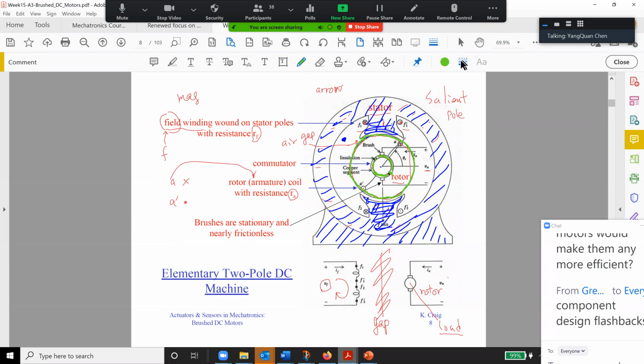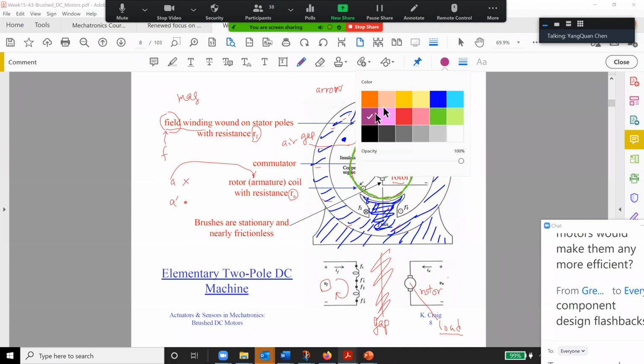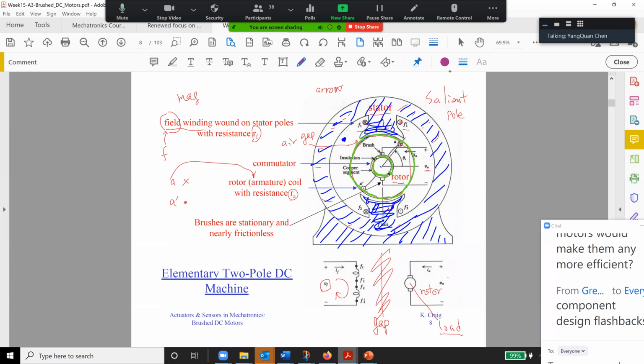But there is this purple one, and the purple one is a carbon wiper. The carbon wiper has contact to the copper. So when you turn, if you pass through the insulator, then the coil, which is here, one coil, will start to turn.